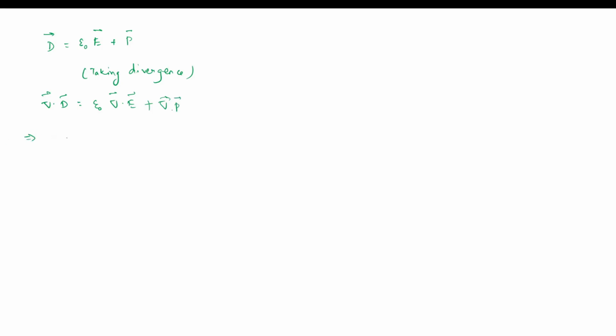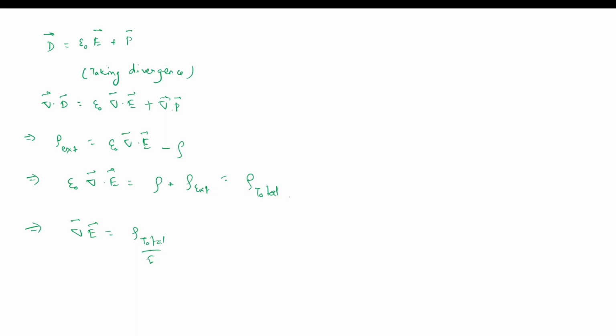now we'll substitute the values. Now we have, and this is nothing but rho total, and what we have is, so this is the usual form of Gauss law that we see in the textbooks.